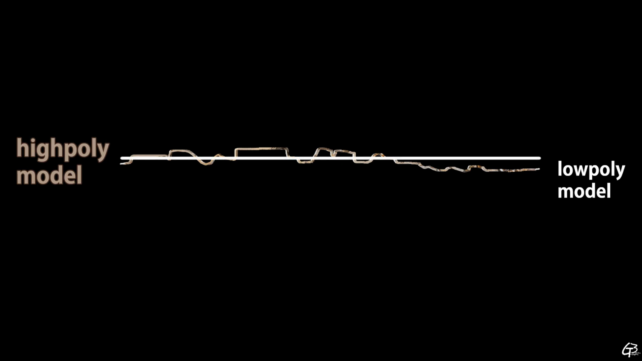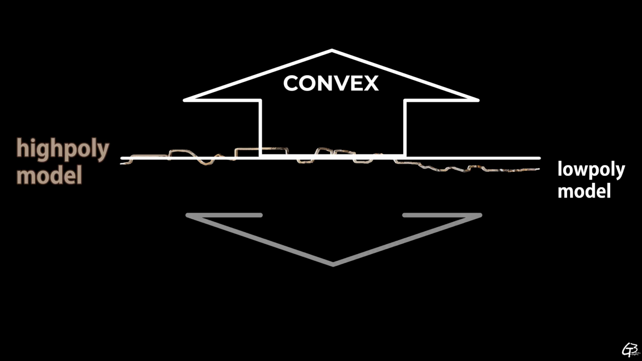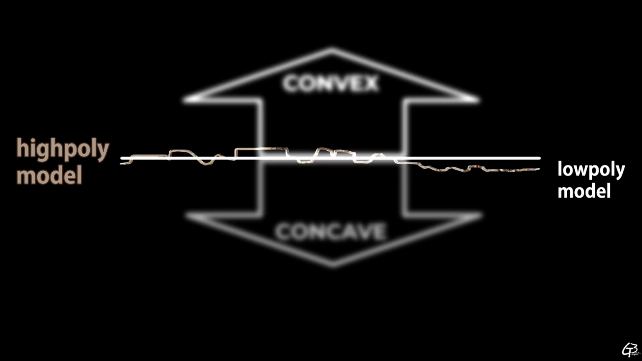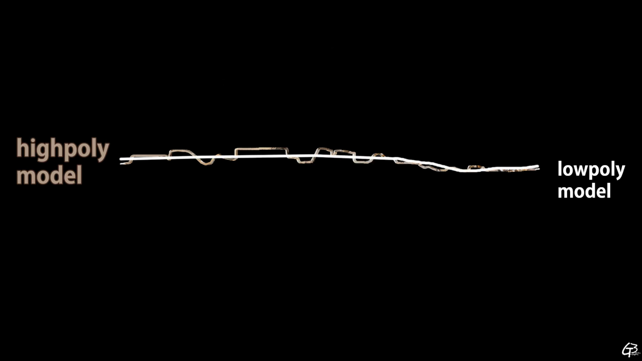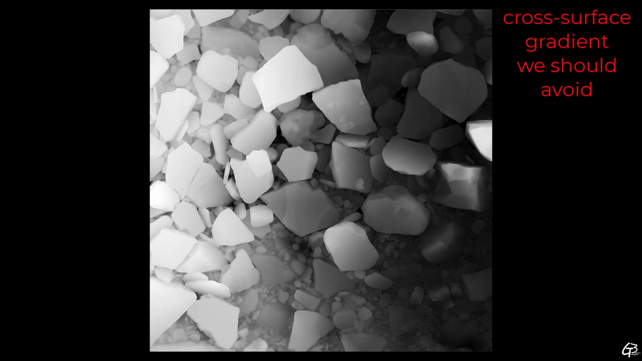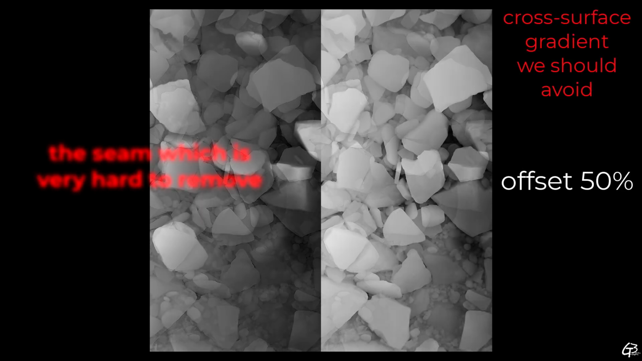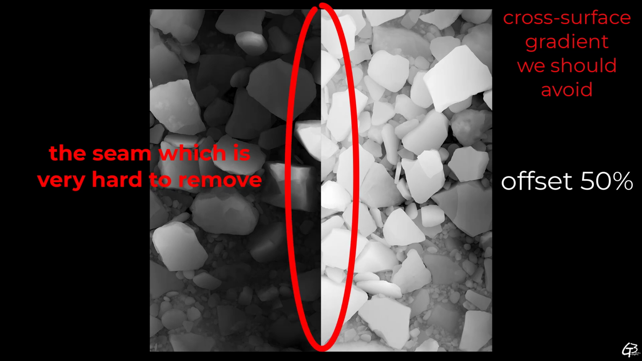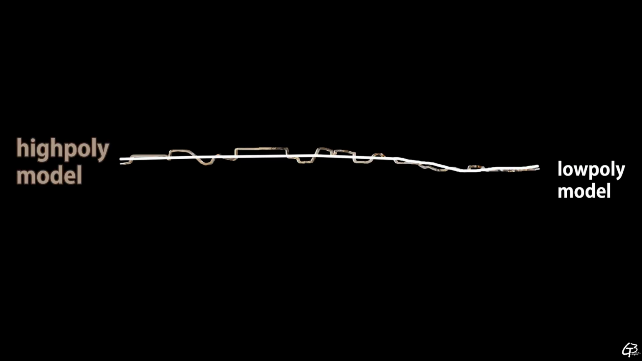This low poly model should align with the high poly model in 3D space. Everything what's above this plane will be considered as a convex and everything below as a concave. This is why we should position the low poly plane the way it follows the main surface shape, but doesn't follow at the same time any medium or micro height details. This way we are going to avoid cross-surface gradient when one side of the texture is completely at a different height than the other. Next, we need to define the projection range.